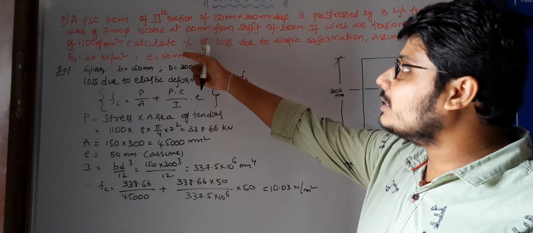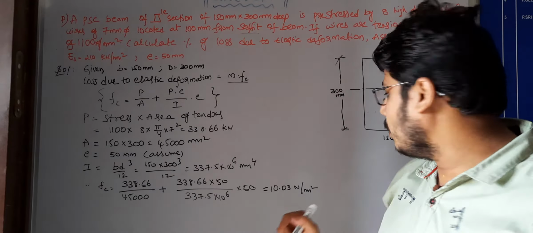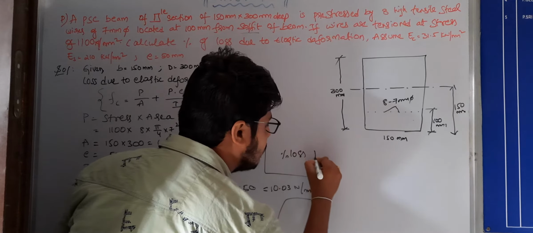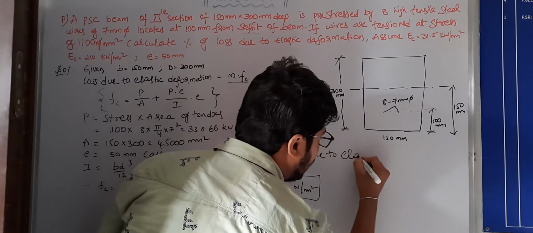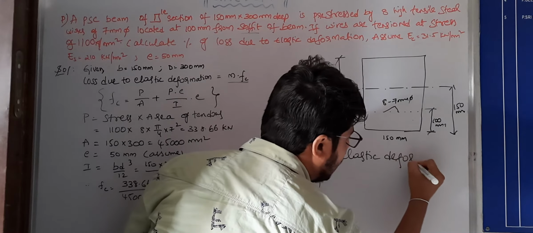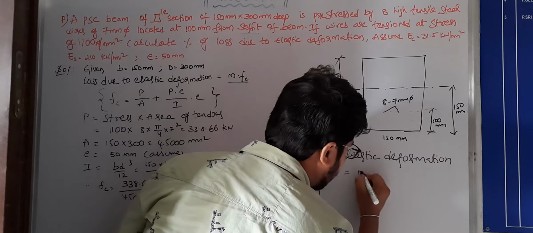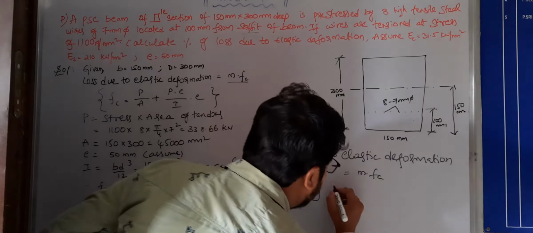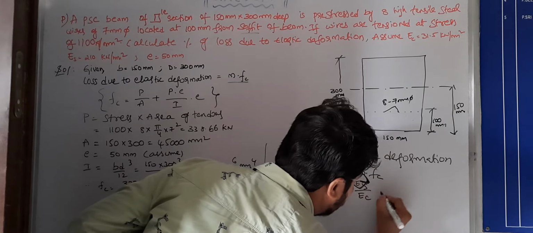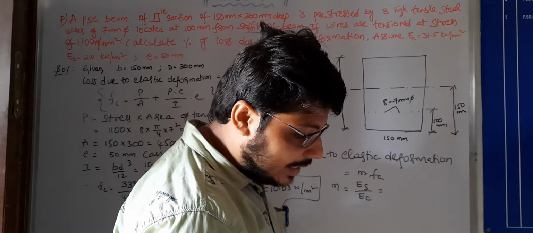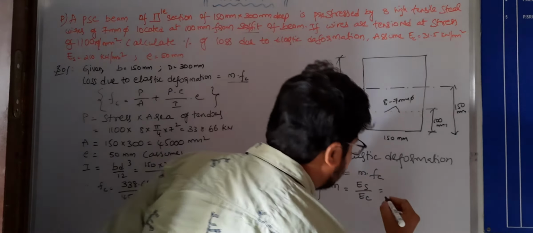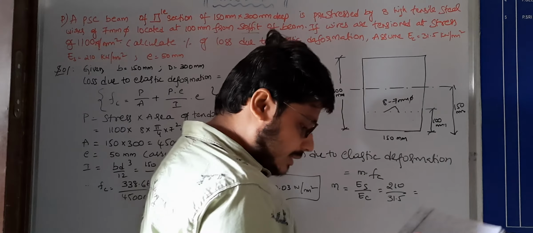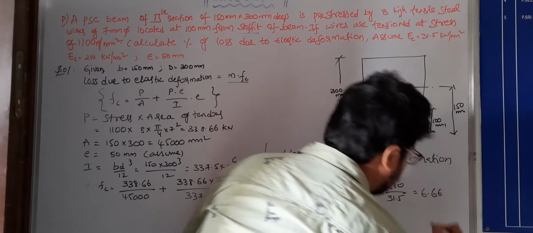But they have asked to calculate the percentage loss. So here I will do the percentage loss due to elastic deformation. We know the formula m into fc, but we should know the value of m. m is equal to Es by Ec, the modular ratio, already given in the question: Es 210 by Ec 31.5. We will get the value of m as 6.66.